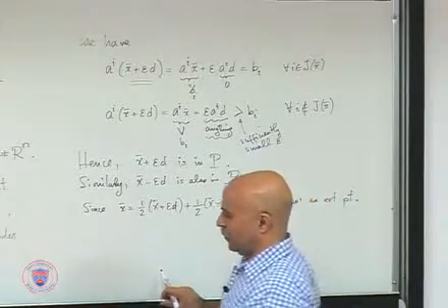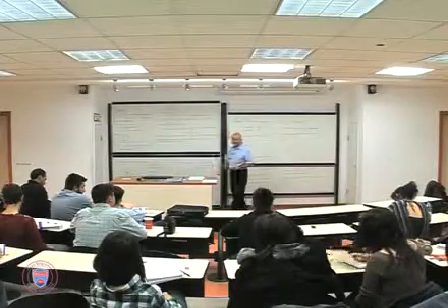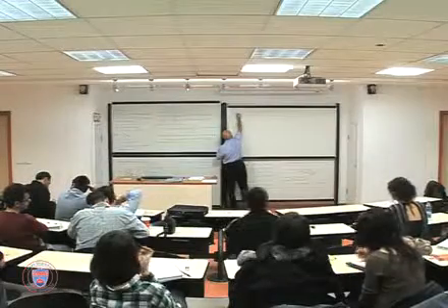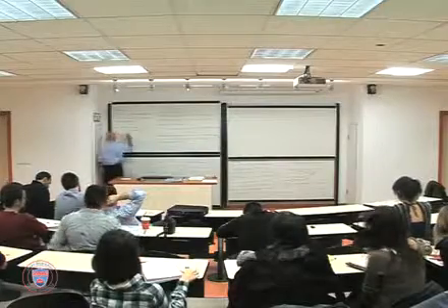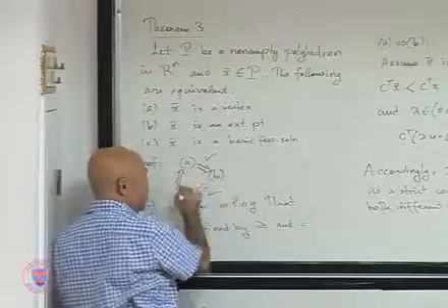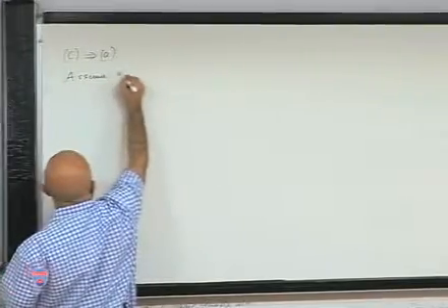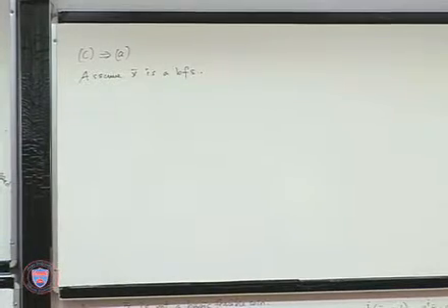There's only one more thing left. Except that we're running out of time. So I proved A implying B, B implying C. Now we're working on C implying A. Suppose x bar is a basic feasible solution, and we should show that it's a vertex.